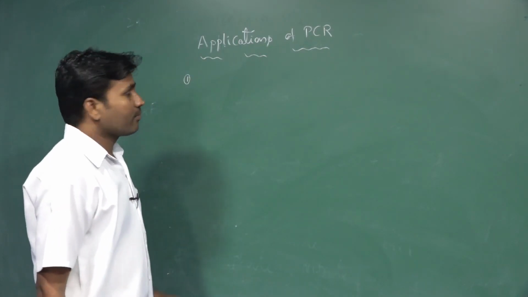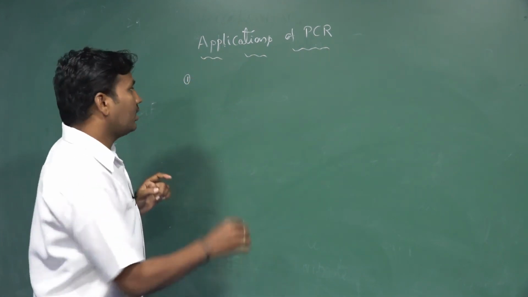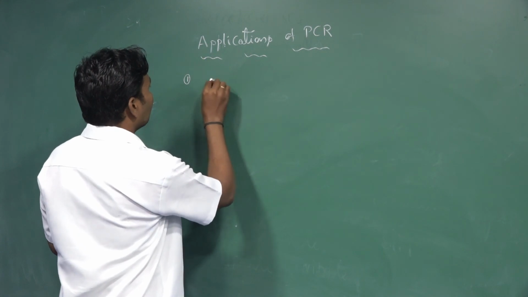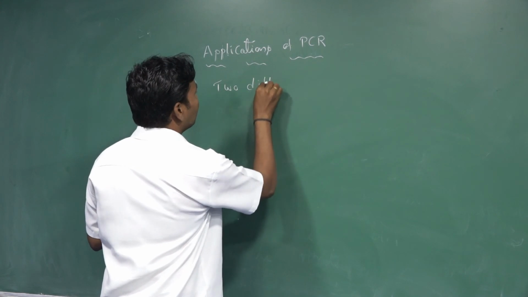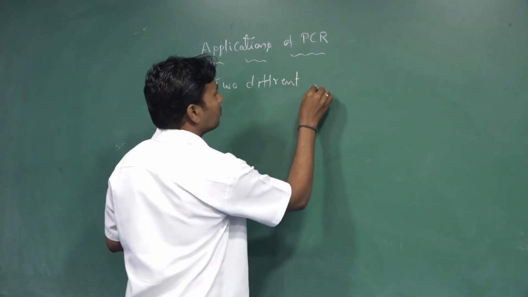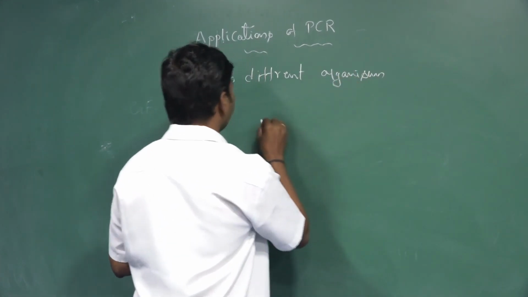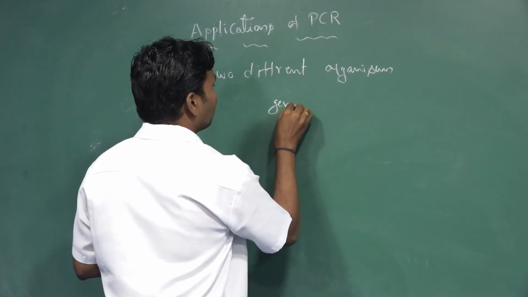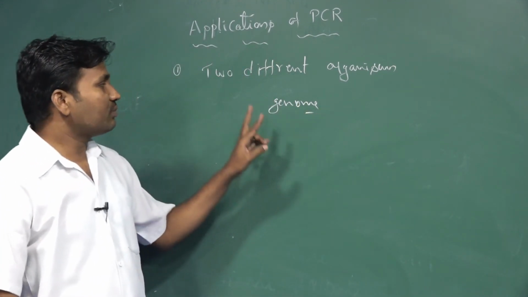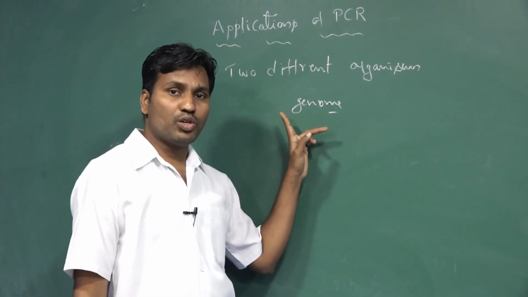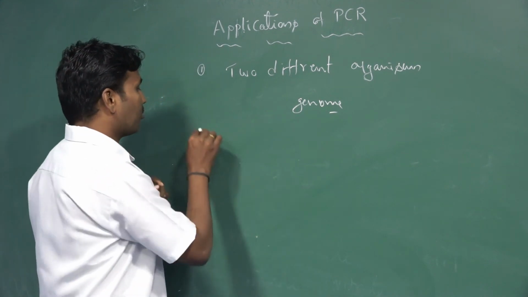Applications of PCR. Here, PCR can be used to study the differences between the genomes of two different organisms. The difference between two individuals and their genomes can easily be studied by using PCR. This is the first application.